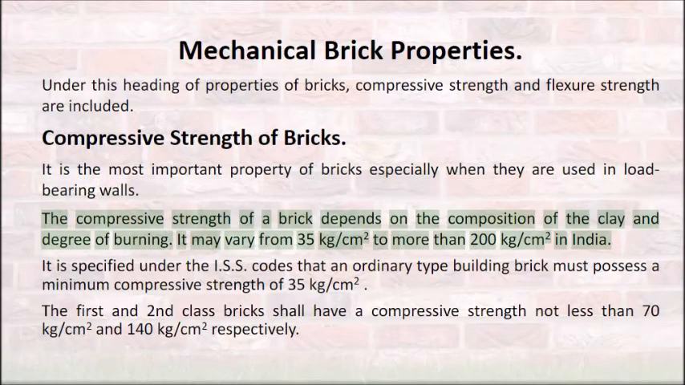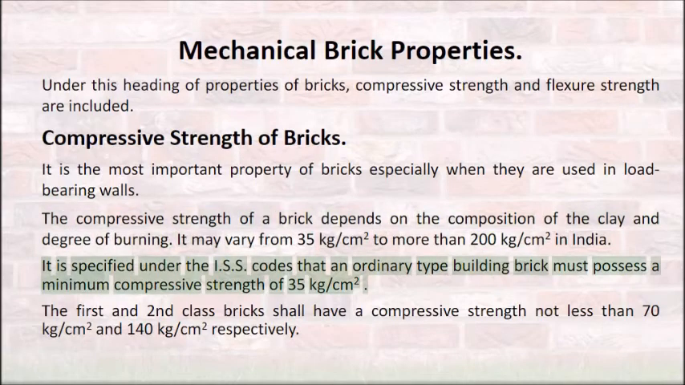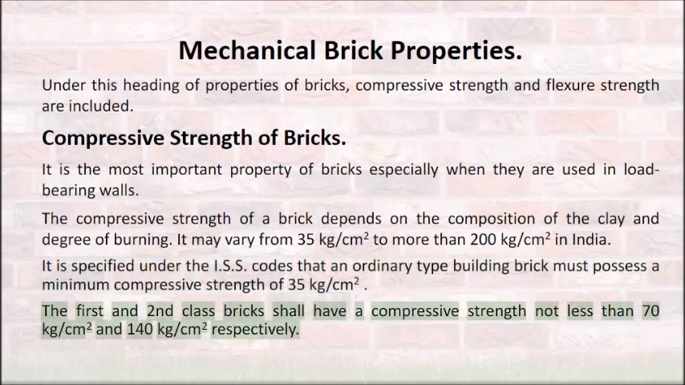The compressive strength of a brick depends on the composition of the clay and degree of burning. It may vary from 35 kg/cm² to more than 200 kg/cm² in India. It is specified under the ISS codes that an ordinary type building brick must possess a minimum compressive strength of 35 kg/cm². The first and second class bricks shall have a compressive strength not less than 70 kg/cm² and 140 kg/cm² respectively.